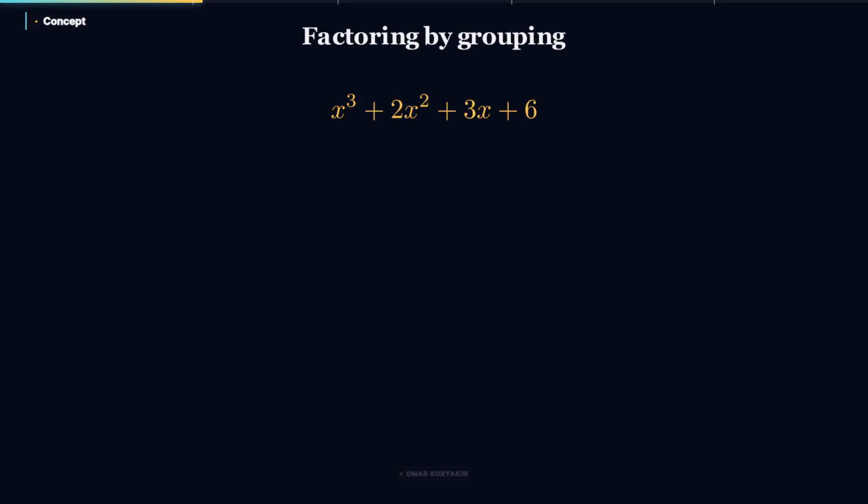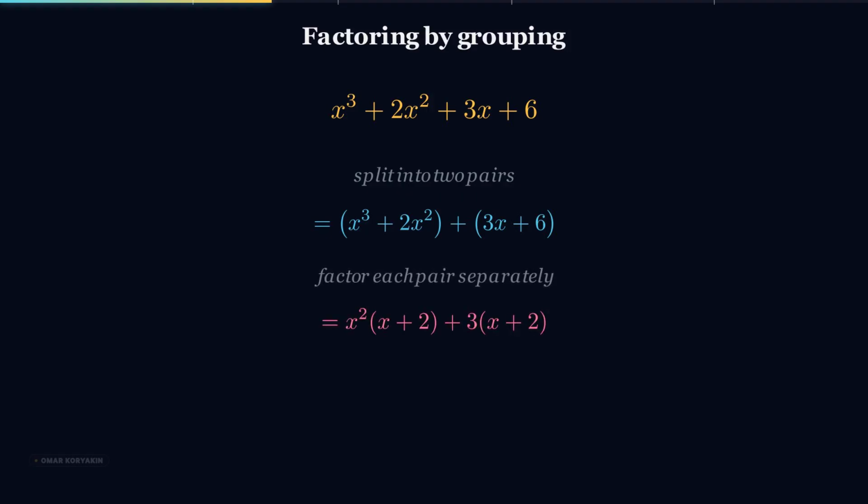Let us walk through the procedure on a clean example. The polynomial is x cubed plus 2x squared plus 3x plus 6. Four terms, no obvious monomial that divides all four. The standard move on a four-term polynomial is grouping. Split the four terms into two pairs by parentheses. The first pair takes the first two terms, the second pair takes the last two. So we have x cubed plus 2x squared inside the first set of parentheses, and 3x plus 6 inside the second. Factor each pair separately.